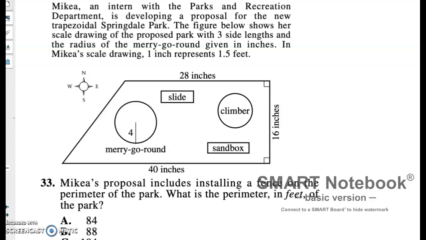All right, so Micah, an intern with the Parks and Recreation Department, is developing a proposal for the new trapezoidal Springdale Park. The figure below shows her scale drawing of the proposed park with 3 side lengths and the radius of the merry-go-round given in inches. In Micah's scale drawing, 1 inch represents 1.5 feet.